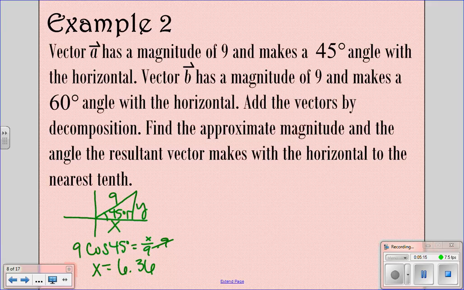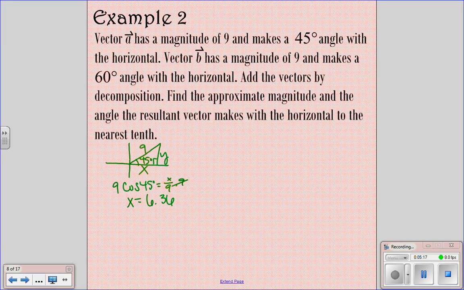And then we're going to do the same thing for the y value. We're going to say the sine of 45 is y over 9. So multiply by 9 on both sides, and you get that y equals 6.36 as well. And they should, because this is an isosceles triangle. So now we're going to do the other one.